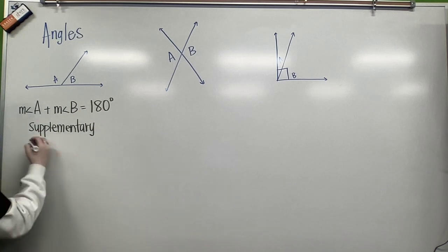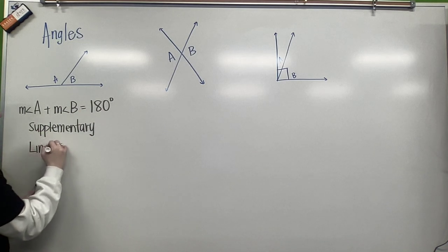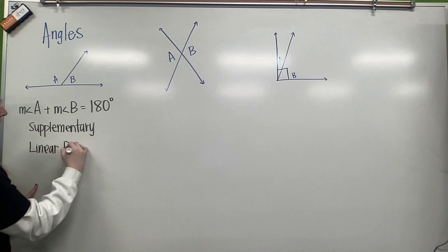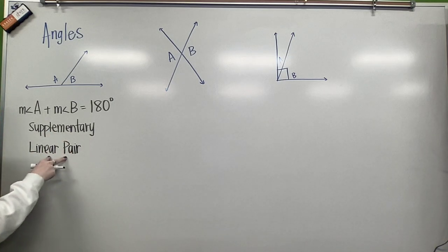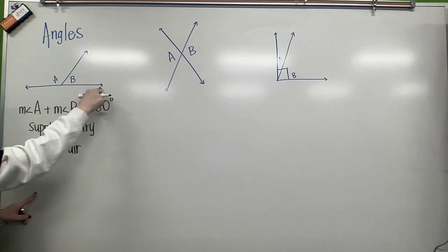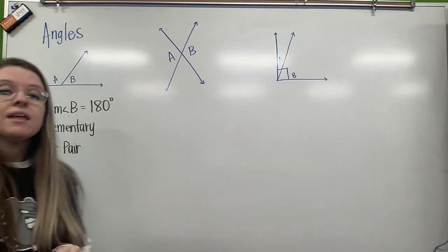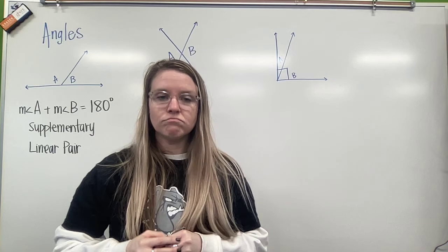All right? We also call these a linear pair. So any two angles that, when you add them together, create a line, 180 degrees, are a linear pair.